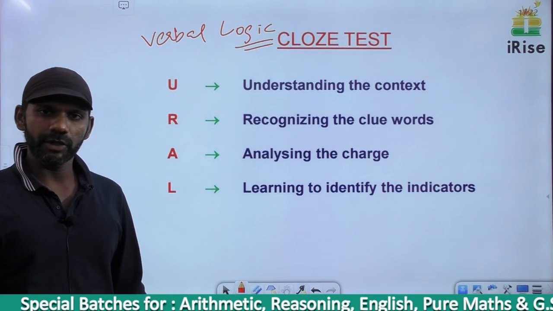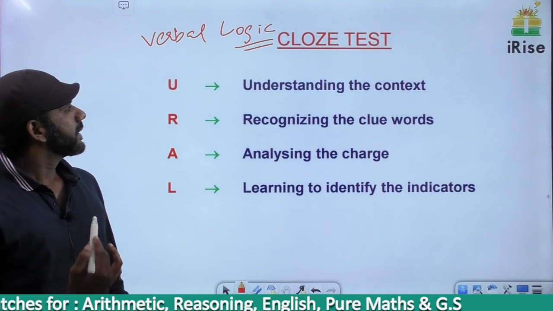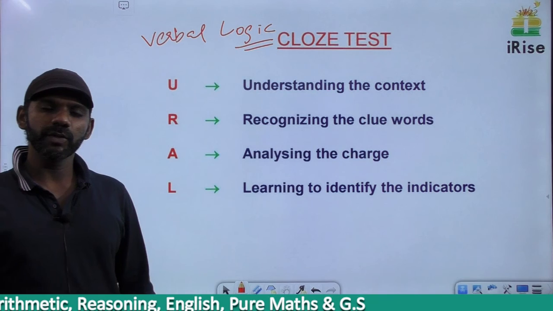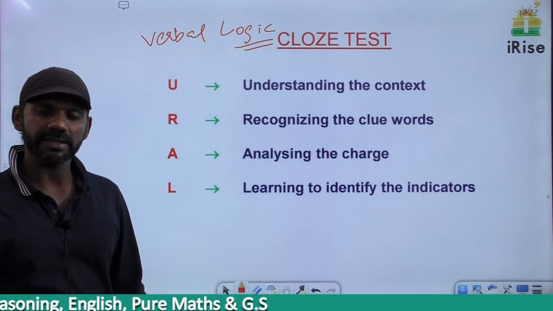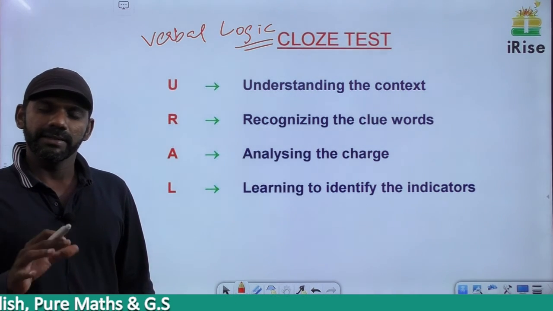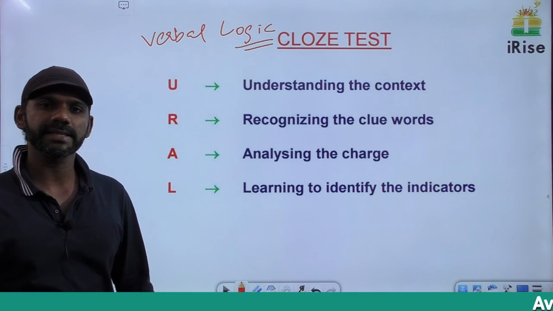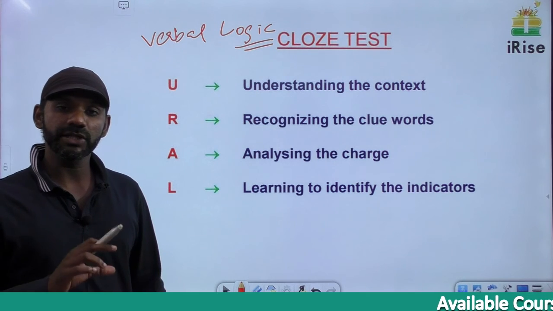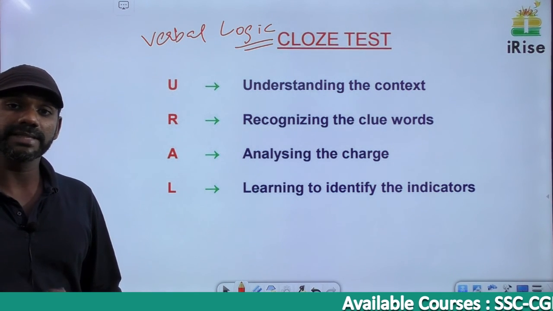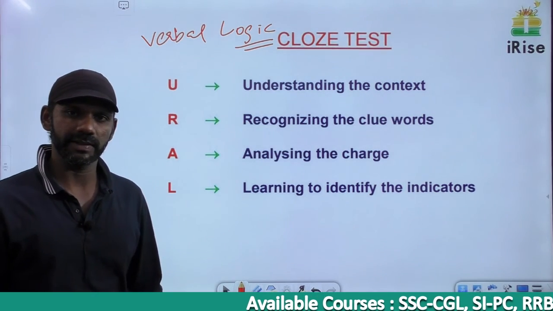We have already gone for reading comprehension and parajumbles. Now cloze test is a wider version of sentence completion questions, fill in the blank questions. In the case of sentence completion, a sentence will be given to us with one or two blanks. In the case of cloze test, a short paragraph will be given to us with some blanks. That's the only difference, right?